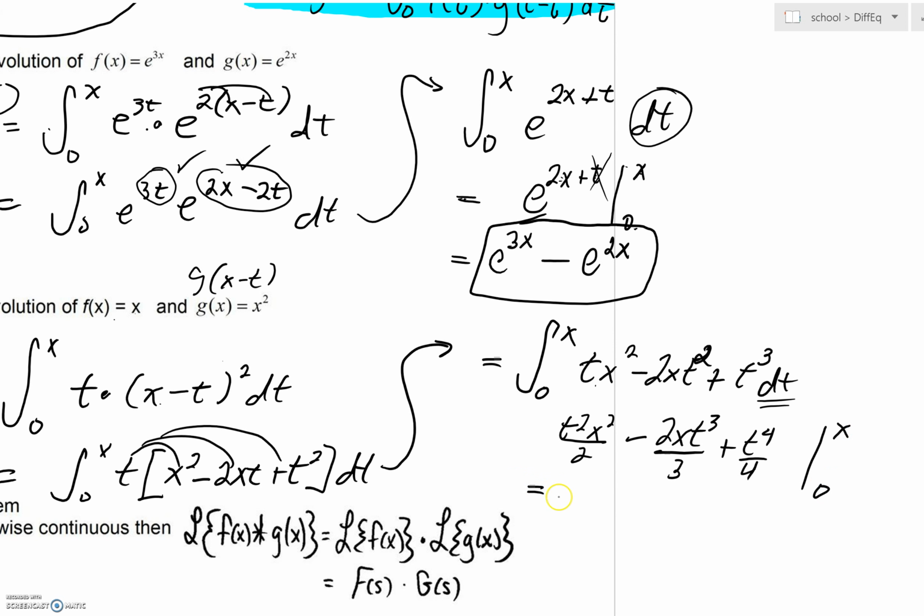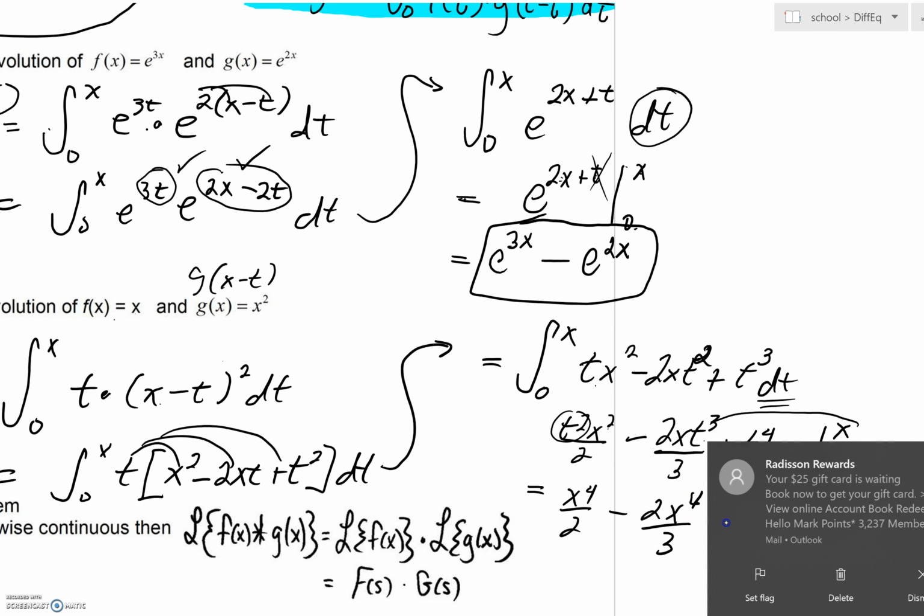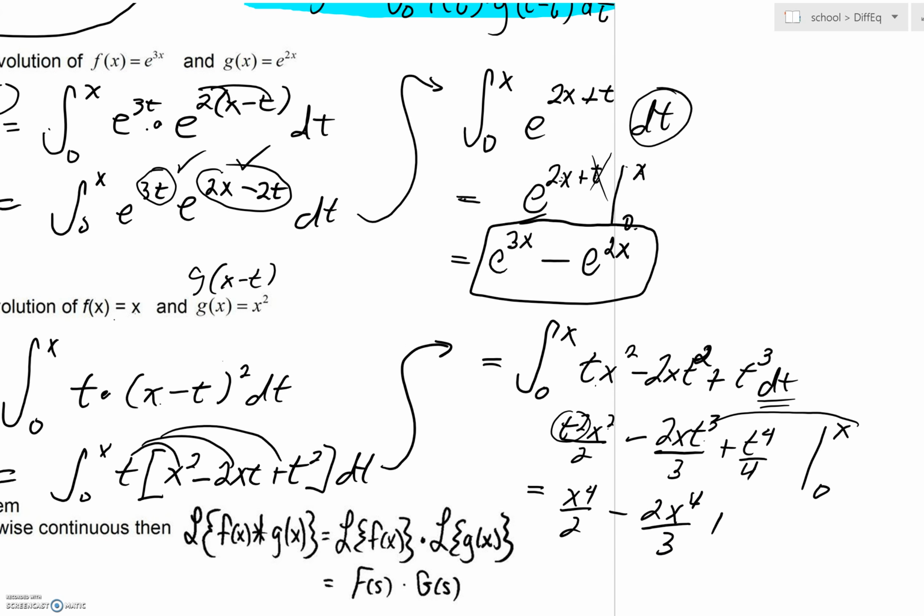So as we plug in our x, we'll have x squared times x squared. That's x to the fourth all over 2. Plugging in x right here, we'll have x to the third times x. That's x to the fourth. That's 2 x to the fourth all over 3. And as we continue, we're going to plug in our x right here. We're going to have x to the fourth all over 4. Of course, when we plug in 0, all of these terms are going to wipe out as t goes to 0.